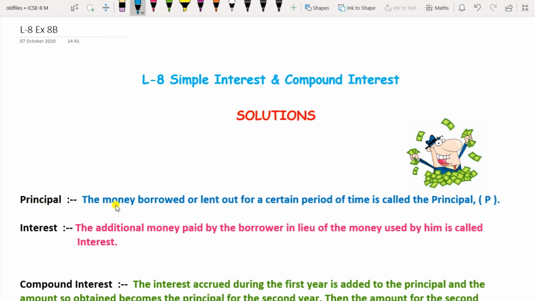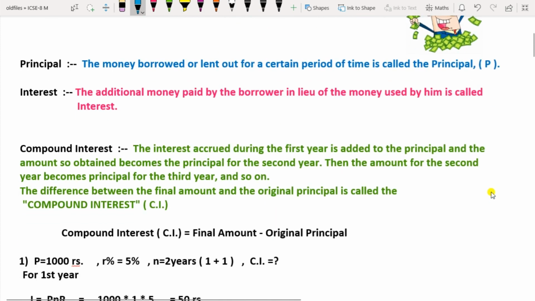This is principal. The money borrowed or lent out for a certain period of time is called the principal. It is denoted by capital P. Interest: the additional money paid by the borrower in lieu of the money used by him is called the interest. There are two types of interest, simple interest and compound interest. In exercise 8a we solved simple interest. Now in exercise 8b we are going to solve compound interest.